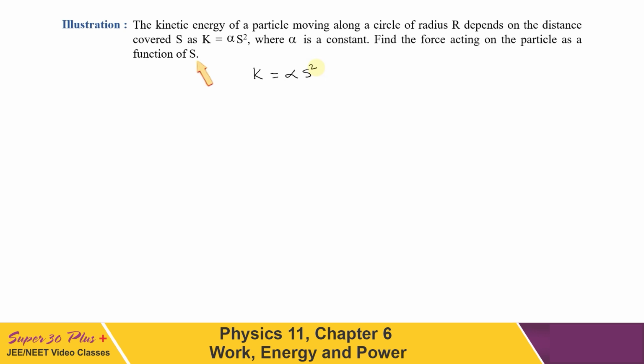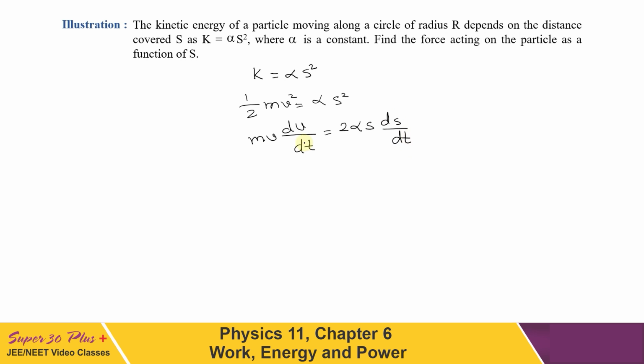Okay, so first we have to relate force with the kinetic energy. Now as we know, if K is given as alpha s square, it can be written as half m v square equal to alpha s square. Now if we differentiate this kinetic energy with respect to time, we can write m v dv by dt is equal to 2 alpha s ds by dt.